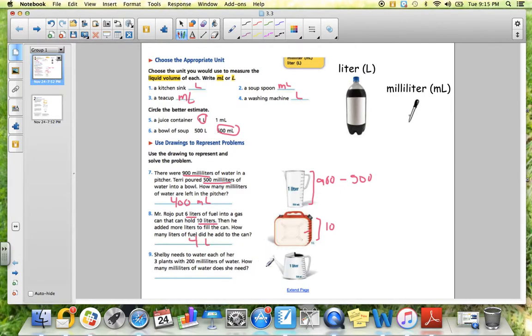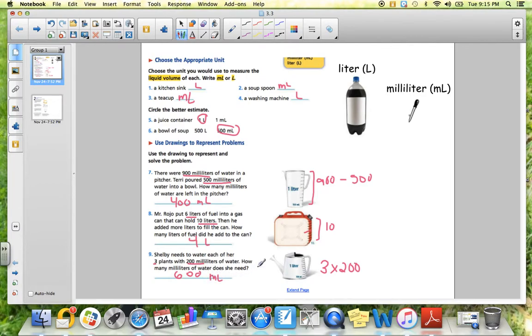Okay, number 9. Shelby needs to water each of her 3 plants with 200 milliliters of water. How many milliliters of water does she need? So she has 3 plants, and they each need 200 milliliters. We can just take those 3 plants and multiply it by the amount that each plant needs, which is 200, and that will give us our answer of 600 milliliters.